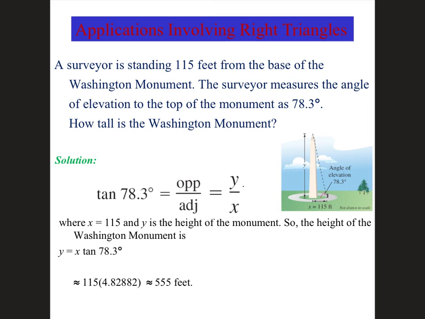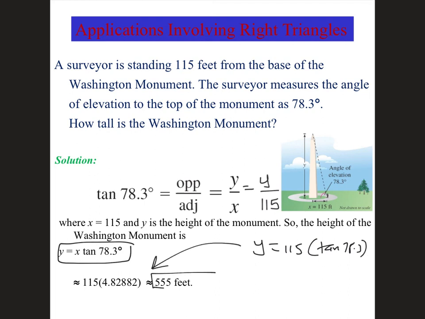So remember, we are looking for y, and we know x is 115. And then we multiply both sides by 115. So you multiply both sides by 115, and that's how you get y is equal to 115 tan 78.3. And that's the same thing you see here. So that adds up to be 555 feet.